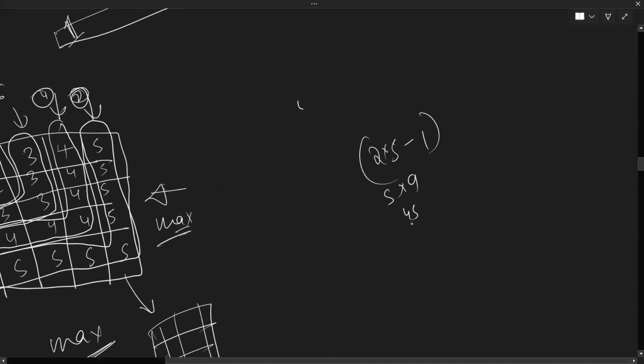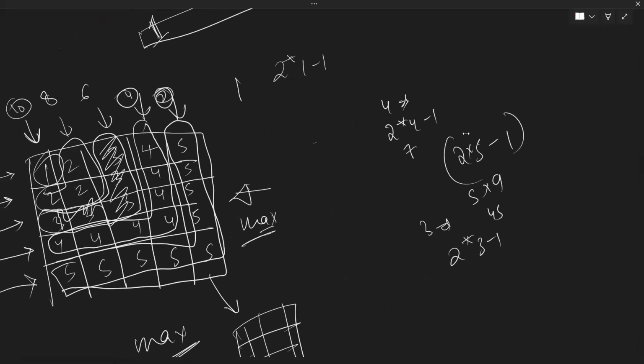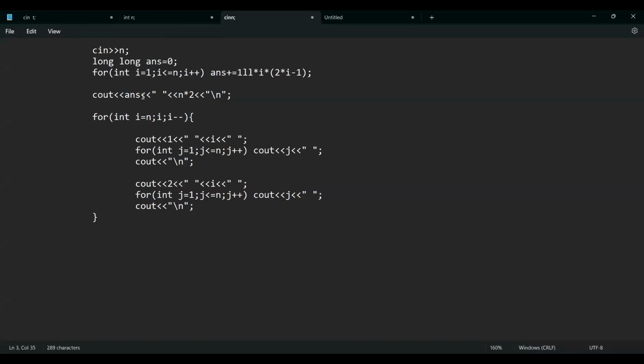How many times is 4 coming? 4 will be coming 2 times 4 minus 1, 7 times. How many times is 3 coming? 2 times 3 minus 1, basically this, 5 times. How many times is 1 coming? 2 times 1 minus 1. So just once. So this is my total sum from 1 to n.